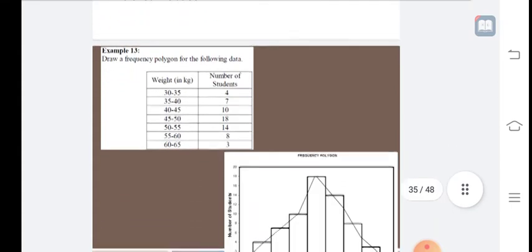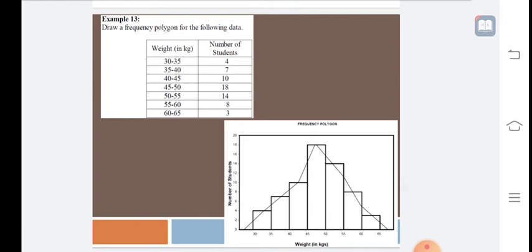Now let us draw a frequency polygon for the following data. There is a weight in kg column and a number of students column. Between 30 and 35 kg there are 4 students, 35 to 40 there are 7 students, 40 to 45 there are 10 students, 45 to 50 there are 18 students, 50 to 55 there are 14 students, and so on, up to 60 to 65 with 3 students. So this is the data.